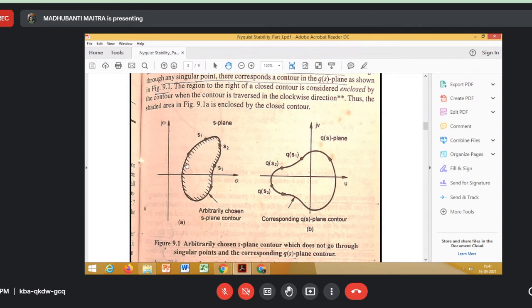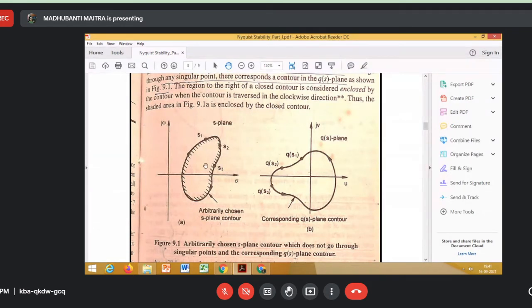Okay. So we are taking a closed contour on the S-plane. Is that clear? Yes. And if we take a closed contour in the S-plane, and the contour doesn't pass through any singular point of Q(S), then as we have discussed, we'll get a closed contour on the Q(S) plane. Have you understood this? Yes, ma'am.